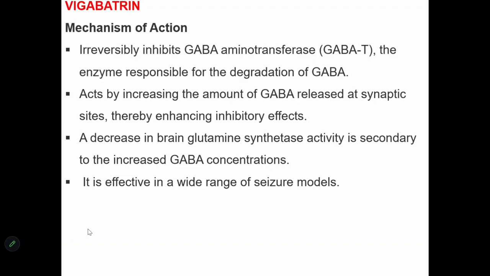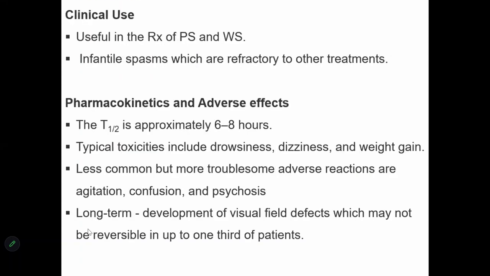Just like phenobarbital, it's also effective in a range of seizures, so it can be used a lot in other seizures, particularly partial seizures and also what we call West syndrome. When we do seizure disorders, you will learn about all these types of seizures. In infantile spasms, which are refractory to other treatments, they respond very well to vigabatrin.